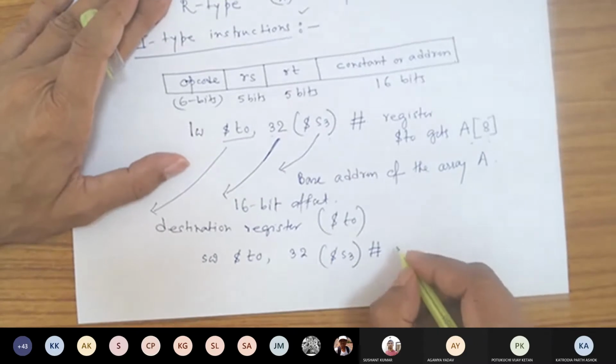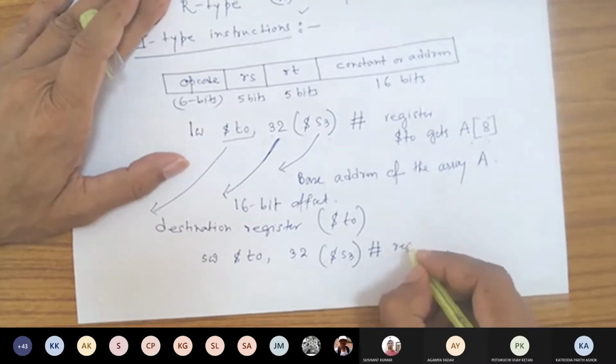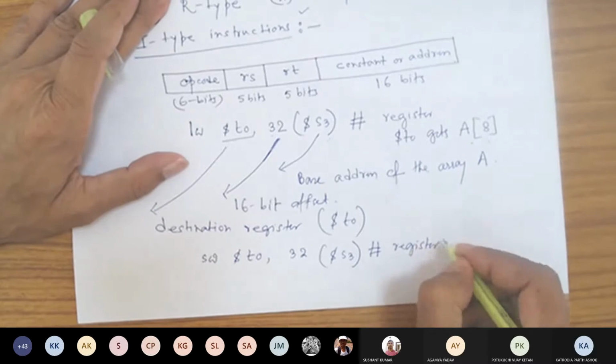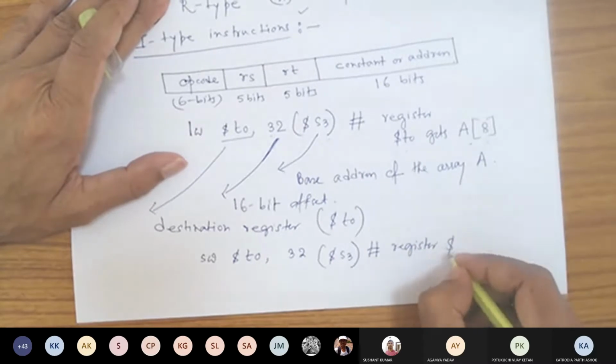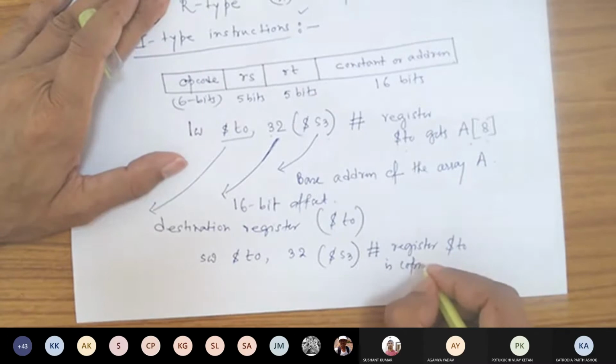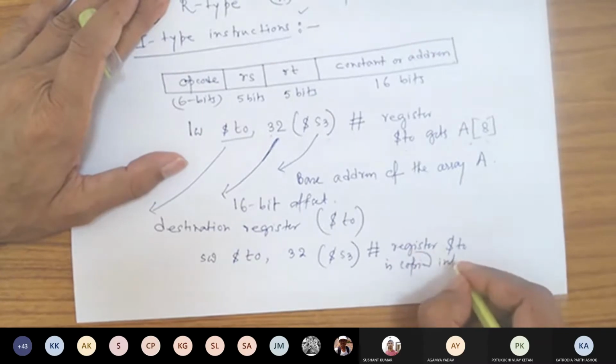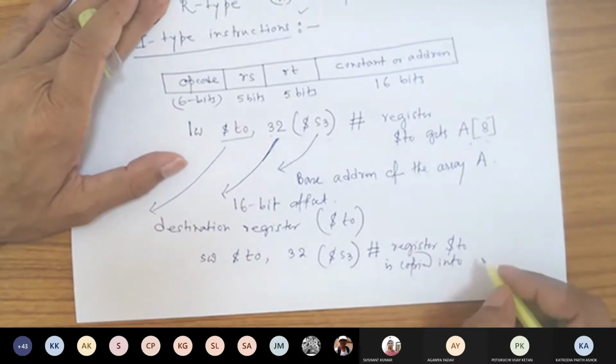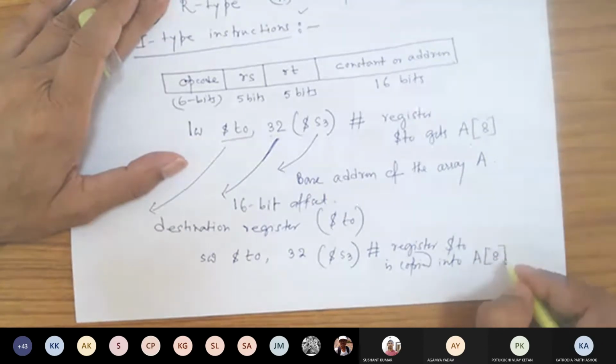What will happen? The register $T0 is copied into the A8 location.